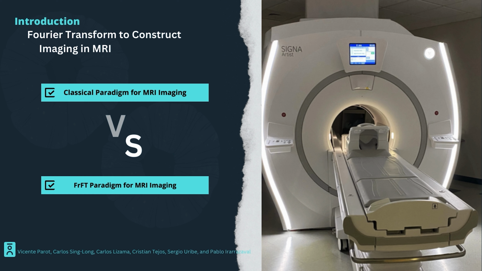The classic paradigm for MRI requires a homogeneous B0 field in combination with linear encoding gradients, as distortions are produced when the B0 is not homogeneous. As such, several post-processing techniques have been developed to correct them.